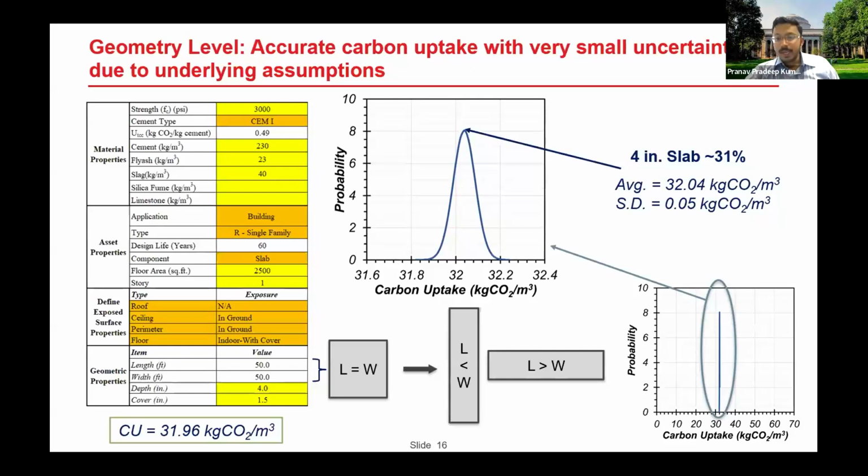And this would give us an average value of about 32.04 with a standard deviation of 0.05. In fact, the lower end of the distribution here represents a square shape. And as we increase one dimension over the other, the uptake value also increases. And this shows how architects or designers could play an important role in optimizing the geometrical design of these components. However, now the challenge arises when we do not have an accurate value for the geometry. And the question is, what do we do next?